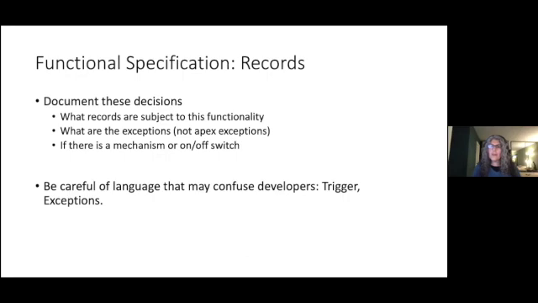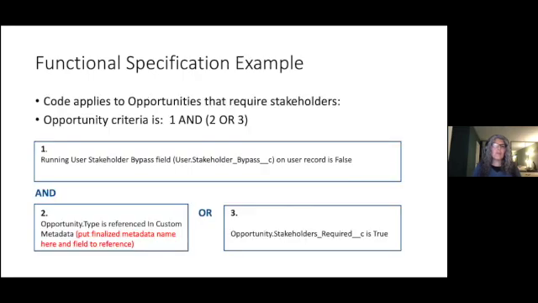So we want to think about adding these things. An example of this would be the code applies to opportunities that require a stakeholder. I'm not crazy about this slide, by the way, this is my least favorite slide in here. So if one is true, the running user's stakeholder bypass field isn't set, so we're not saying this person doesn't need a stakeholder. And one of these is true: either the opportunity type that we configured matches our metadata type that we're going to enter here, or the stakeholder required checkbox is true. That's going to be our example of the criteria for which we will trigger. These are the records that are eligible for this functionality.